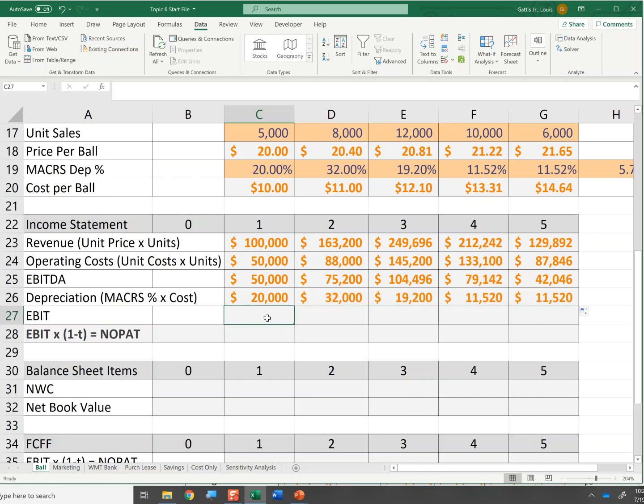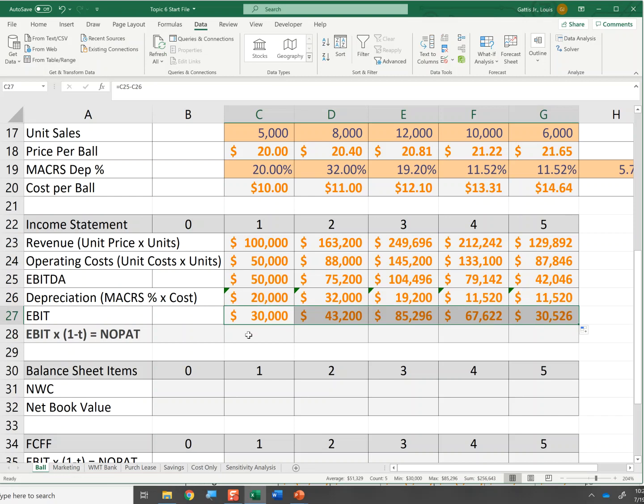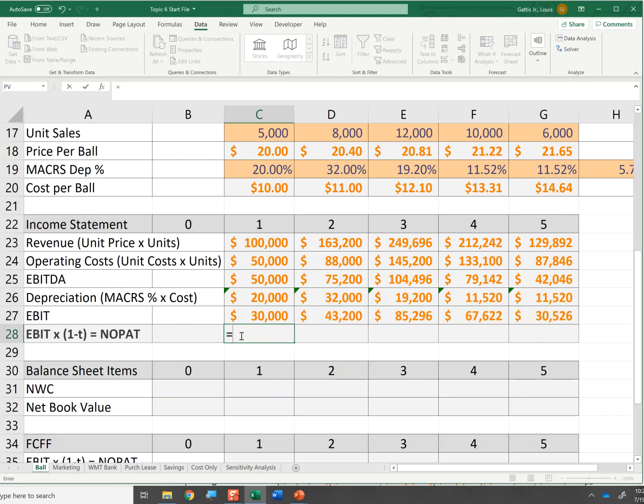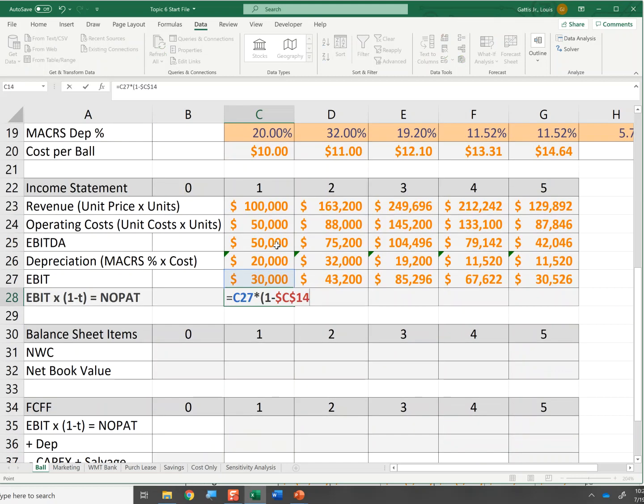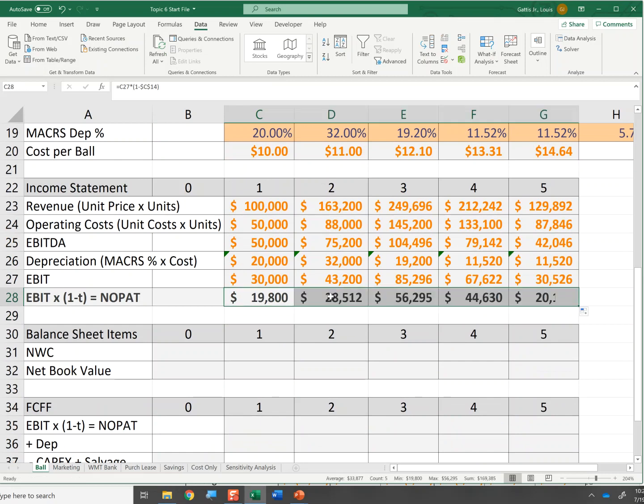We're going to calculate our EBIT. Take our EBITDA minus our depreciation. And so I get my EBIT. And let's go ahead and just do EBIT after tax by taking the EBIT times 1 minus the tax rate of 34%. So there is my net operating profit after tax, otherwise known as EBIT after tax.